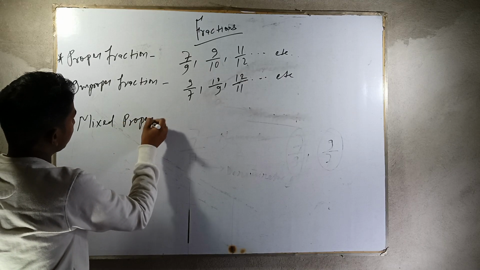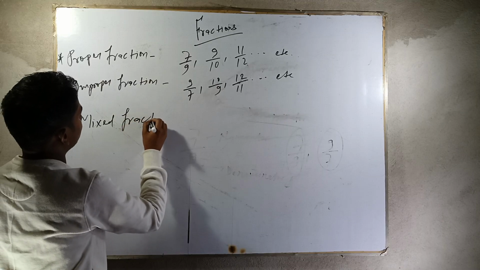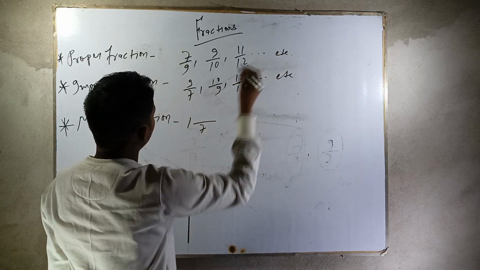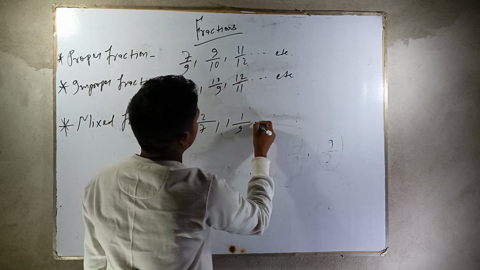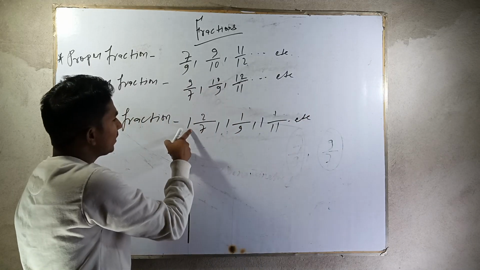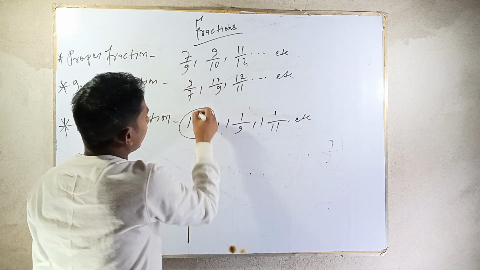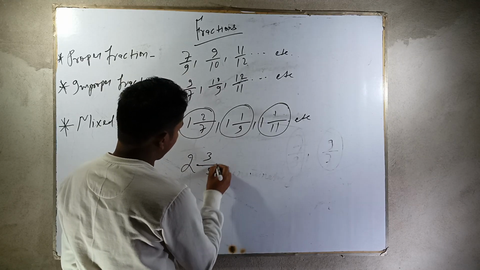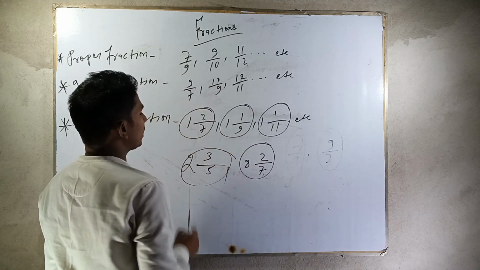The next one is mixed fraction. If a fraction is in the form of, suppose, 1 upon 2 by 7, 1 upon 1 by 9, 1 upon 1 by 11, like this, then all these are mixed fractions. A mixed fraction can also be in the form of 3 by 2 upon 3 by 5, and also like 8 upon 2 by 7. These are all types of mixed fraction.